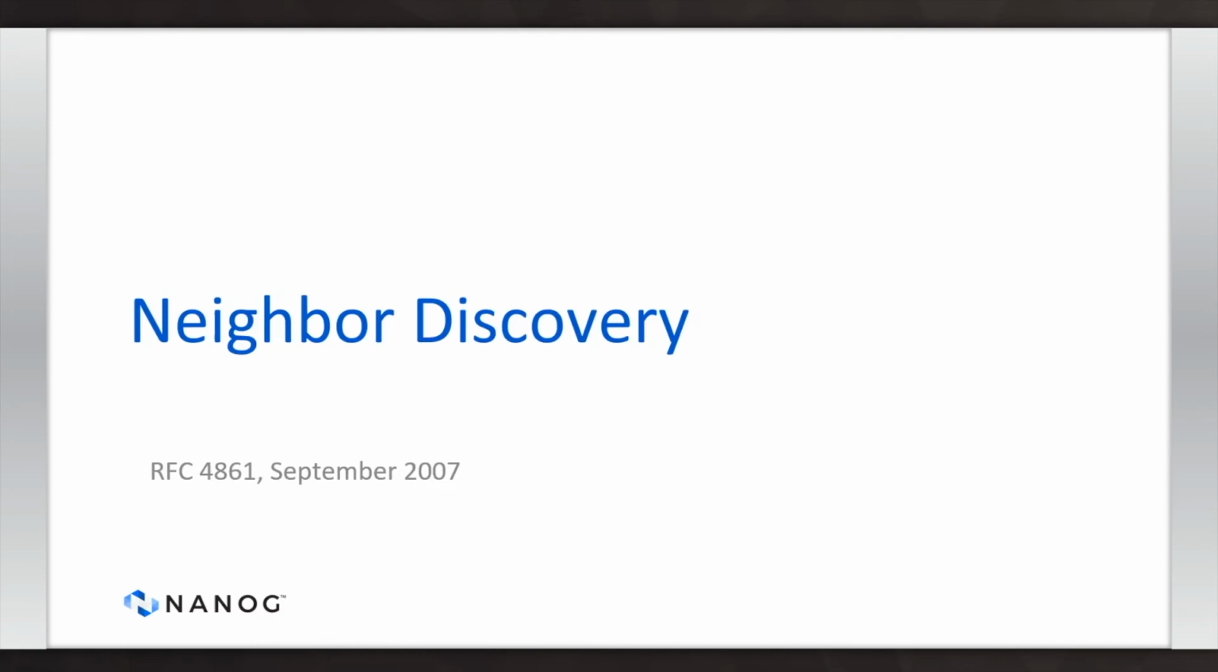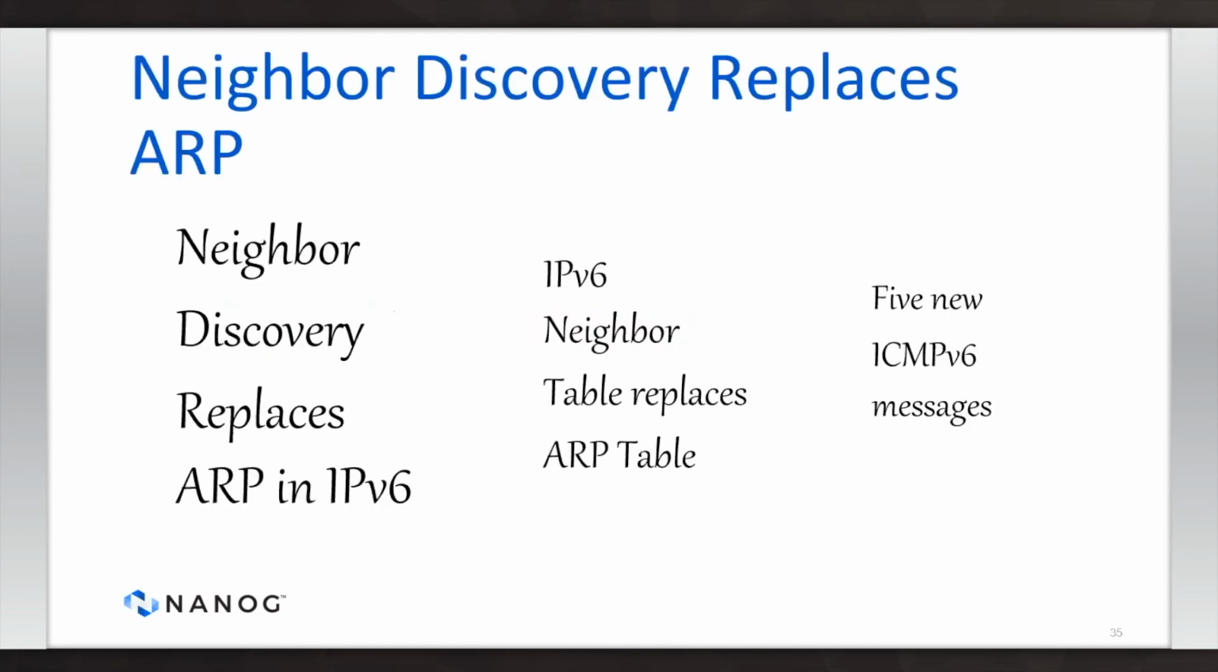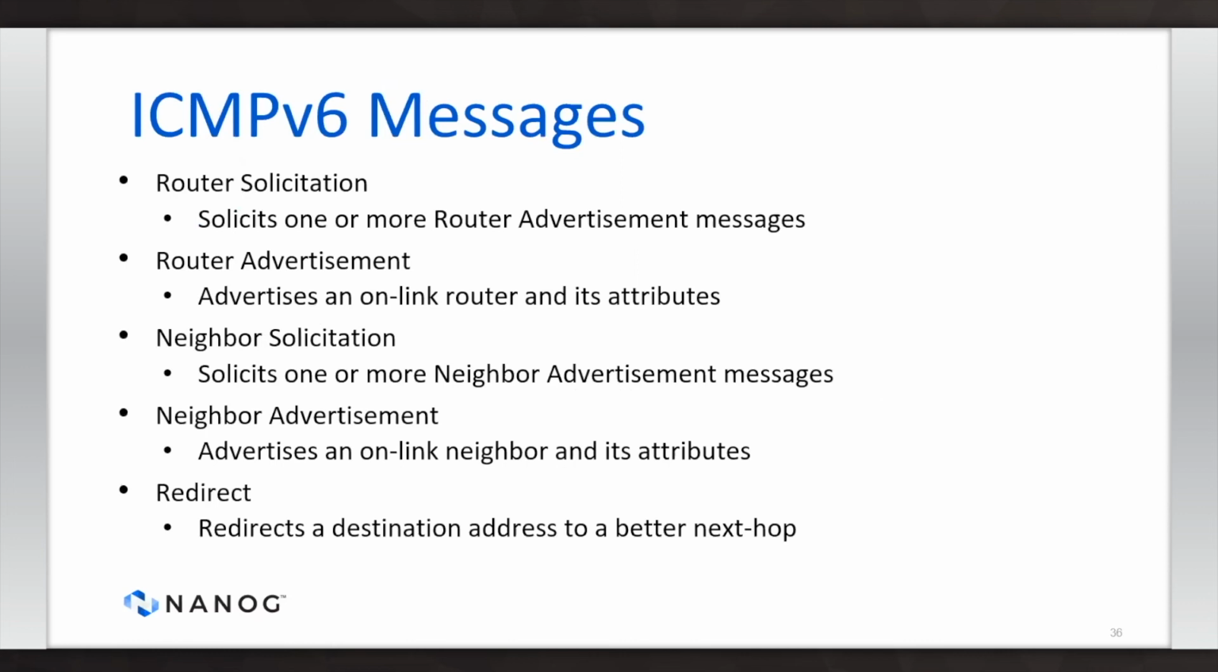Okay, next we'll talk a little bit about neighbor discovery. This is new in IPv6. The big takeaway is that neighbor discovery replaces ARP in IPv6. When you wanted to find a mapping between a MAC address and an IP address, in IPv4 you used a protocol called ARP. In IPv6 you're going to do it with neighbor discovery, and it's basically built on 5 new ICMPv6 messages. Let's talk about what those messages are.